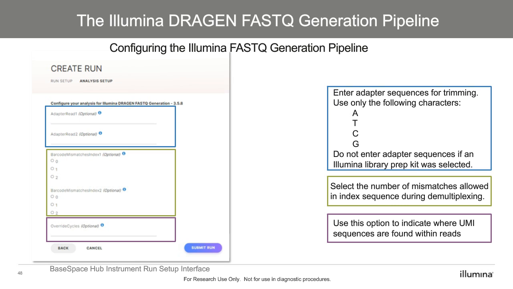Now, lastly, we also have the override cycles option in the purple box. This option is mainly for our UMI sequence and UMI settings. I'm going to give you a full example of that in the next slide.